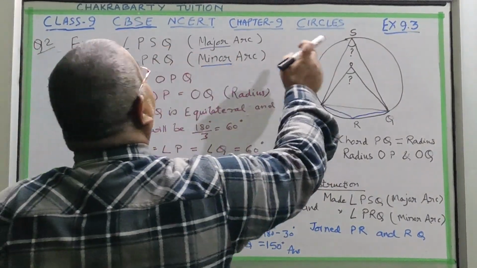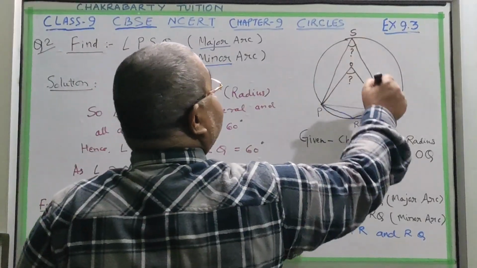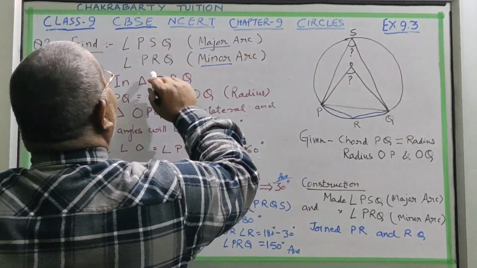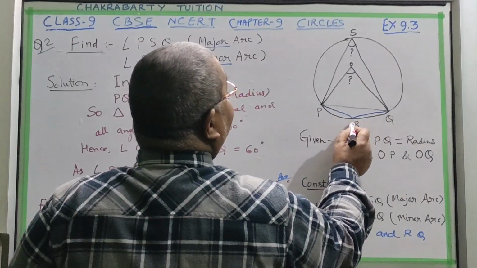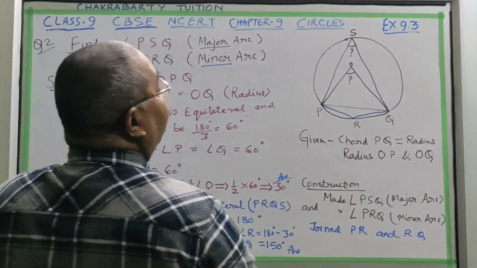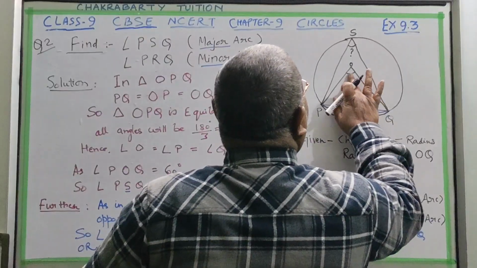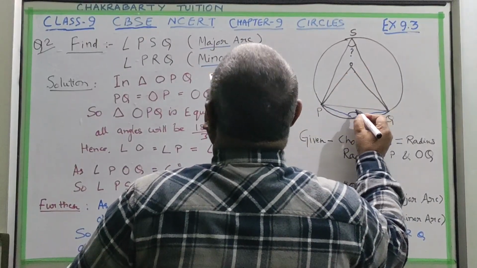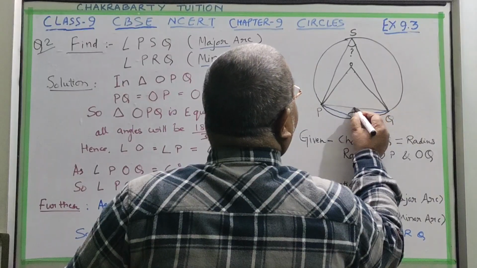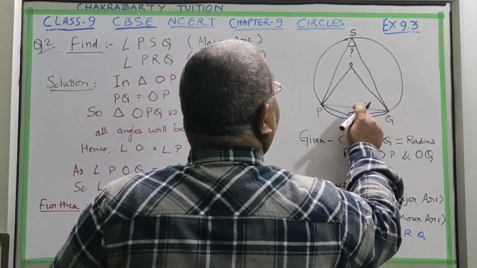So you have to find the angle PSQ on the major arc, and you have to find the angle on the minor arc. So PRQ you have to find out. Okay, so you have to find out these two angles. PRQ, this you have to find out. Okay, these two angles you have to find out.